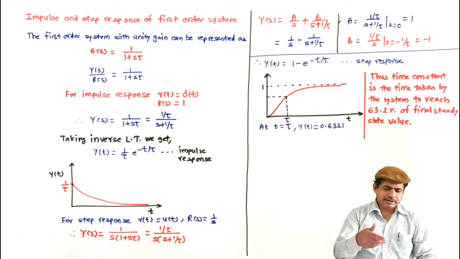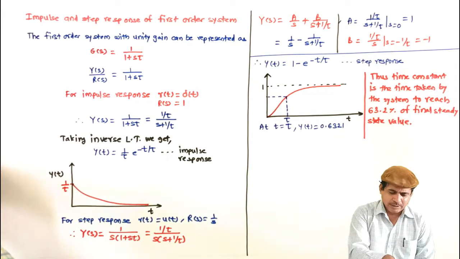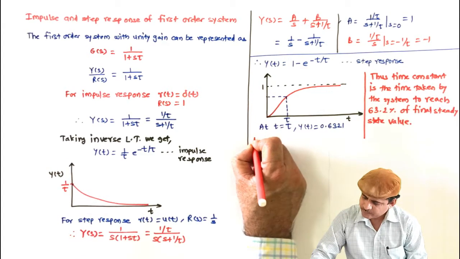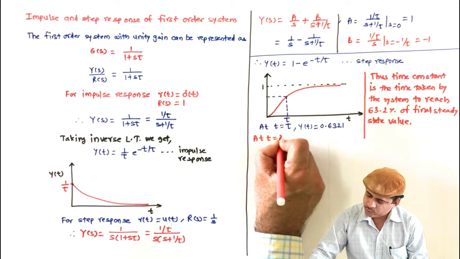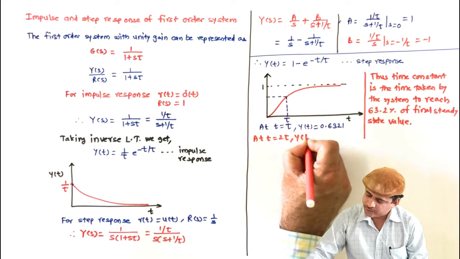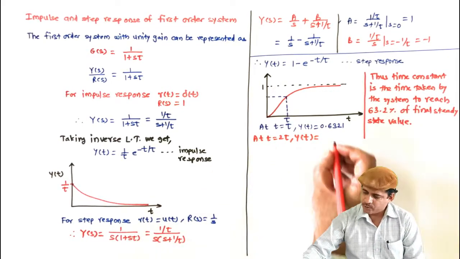Correct. And the same thing we can do, like say at t equal to 2 tau. What is y of t? So it is 0.86.